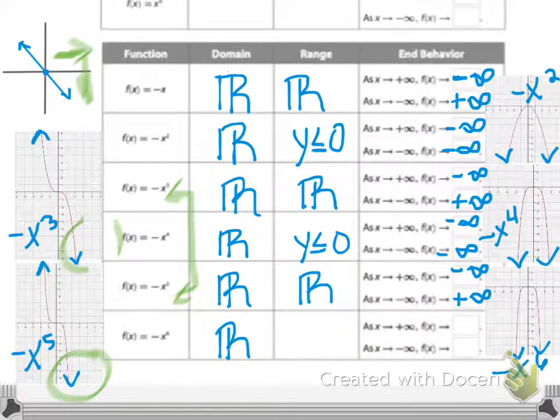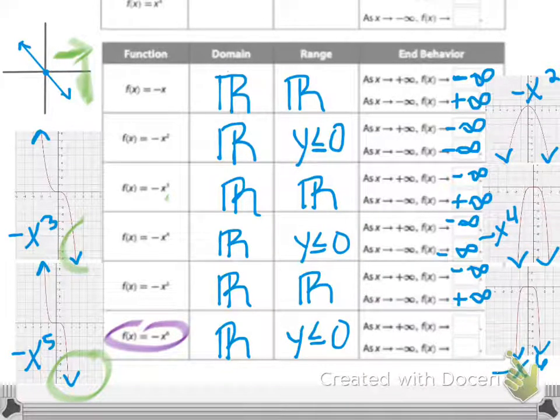Polynomial functions, you're going to see domain is always all real numbers. Okay. But the range is going to be different depending on whether the highest power is odd or even. So the range of this is going to be y is less than or equal to 0. So again, you see that repeating pattern. All the evens are similar. So we've got negative x to the 6th, negative x to the 4th, negative x squared, all similar. And here you see their graphs over here, right?